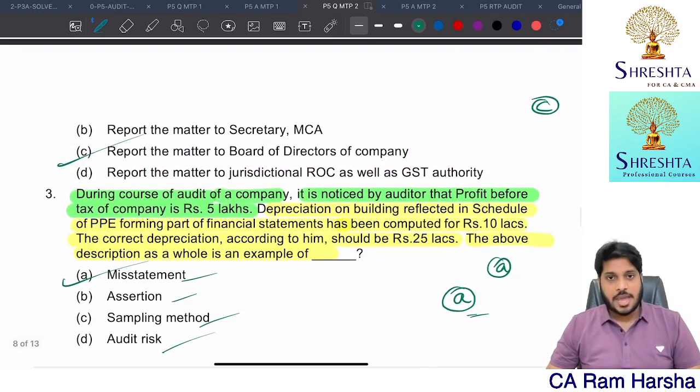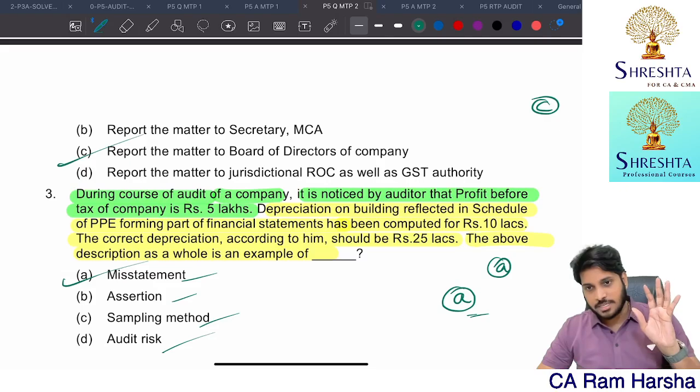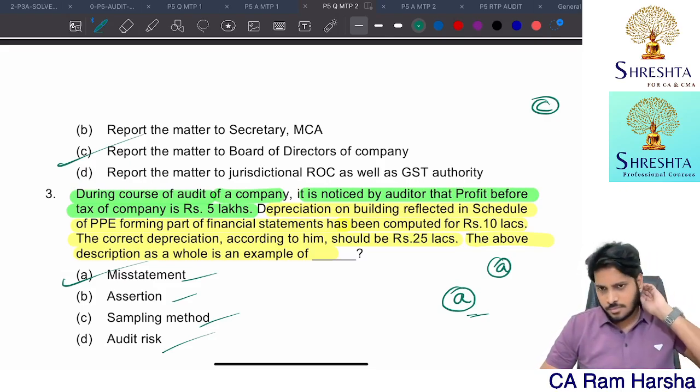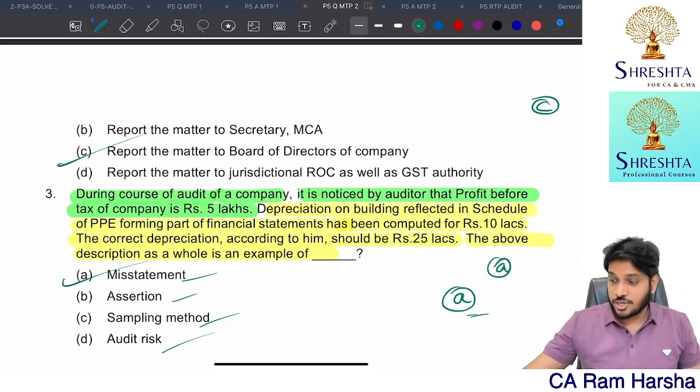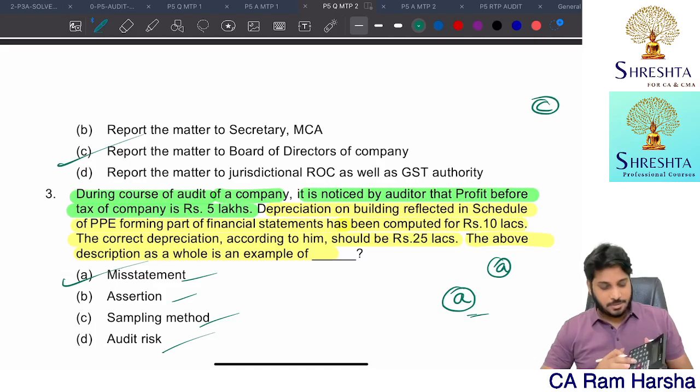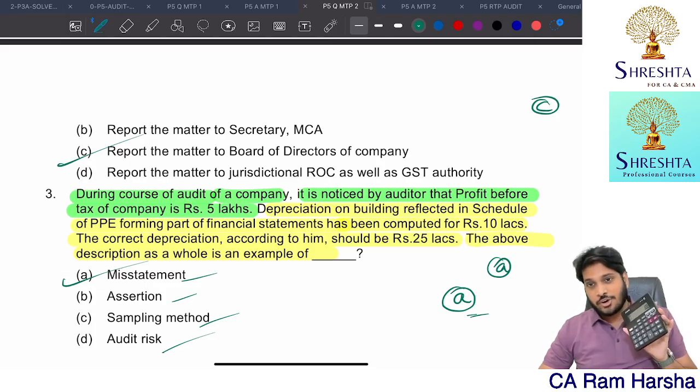So MTP 2 MCQs are also over. Till now we have completed 30 MCQs. 30 MCQs means approximately 60 marks. 60 marks multiplied by 1.8 minutes is 108 minutes, which is almost 1 hour 40 minutes.